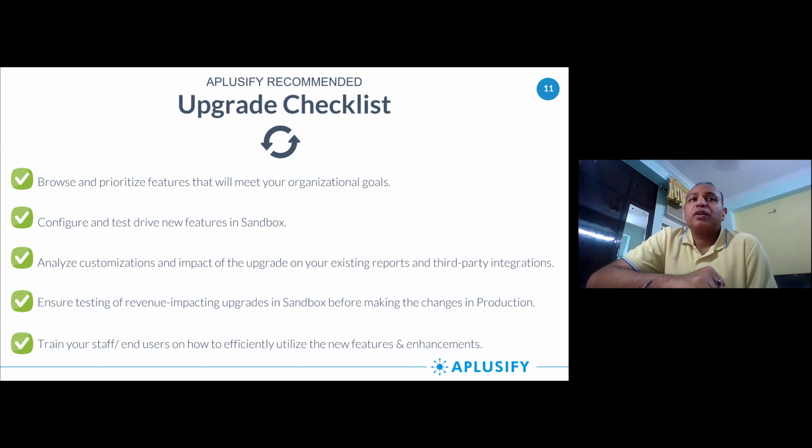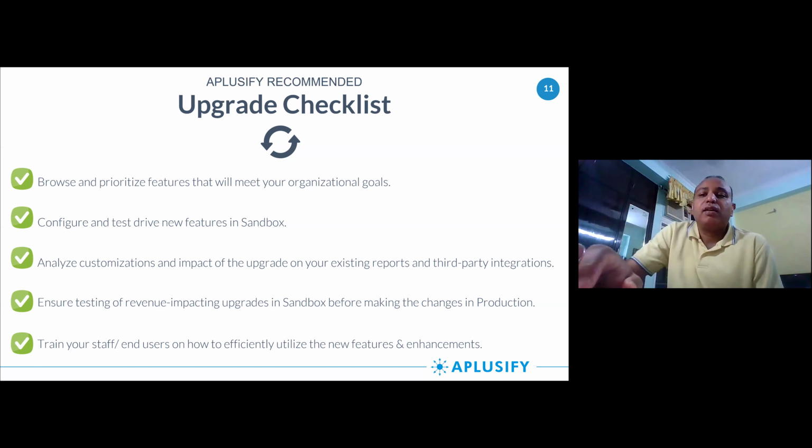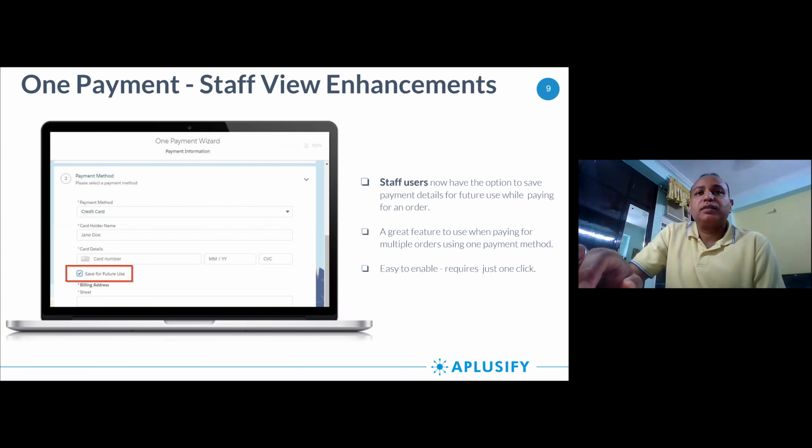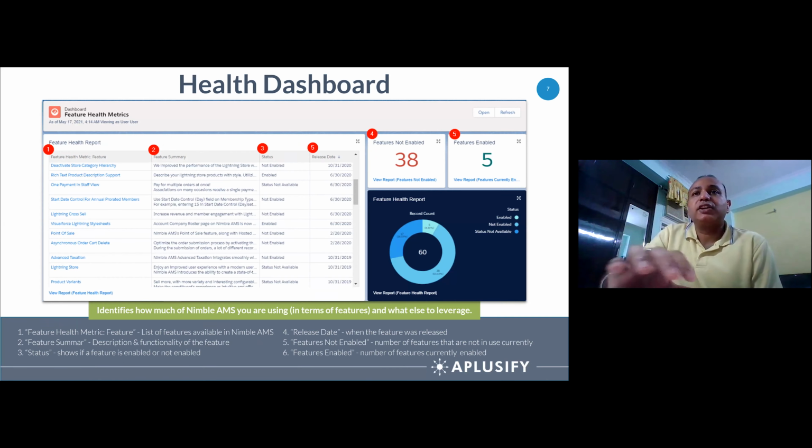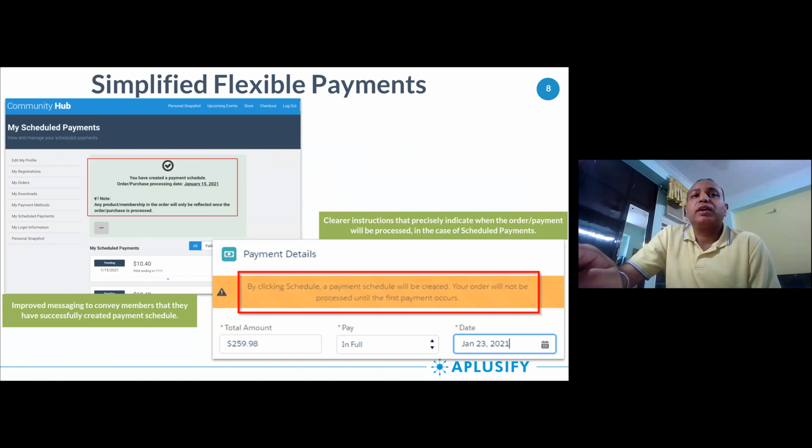Whenever there is a release, there are a lot of features that are released for Nimble, as we discussed in the health dashboard as well, where you have seen that there are some features that are enabled and some features which are not enabled. If you go back to this health dashboard, you see features not enabled, features enabled, right? So this is something that you have to take care of. You have to see which features are not enabled and whether you need them or not, and you need to see which features are enabled and educate your users about it.